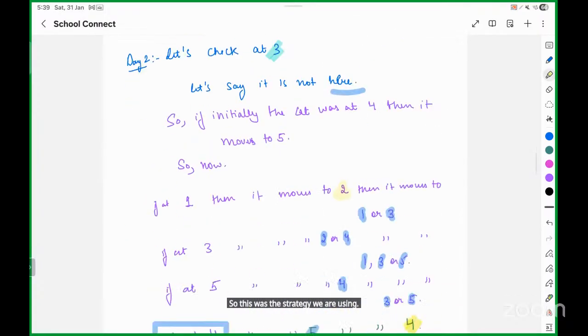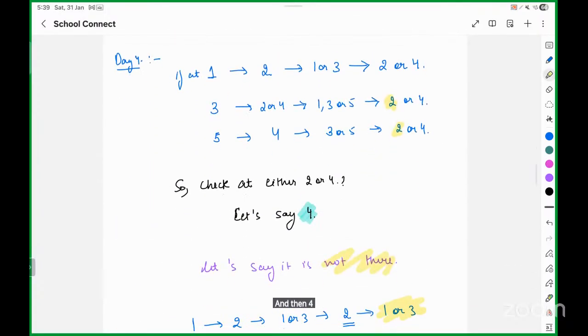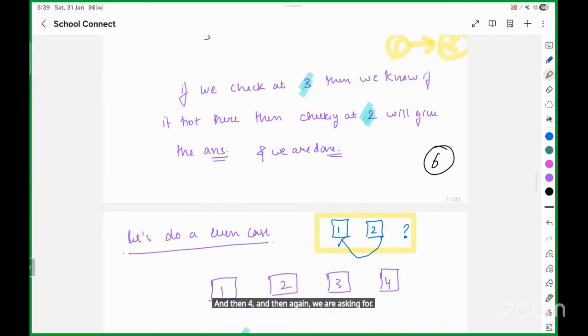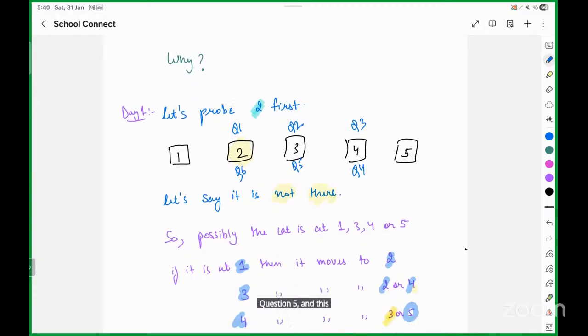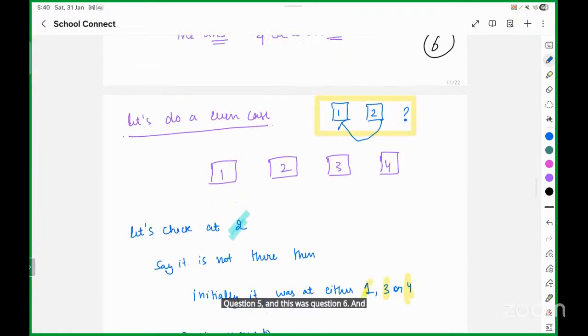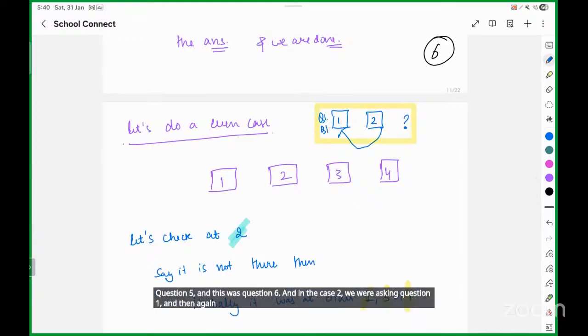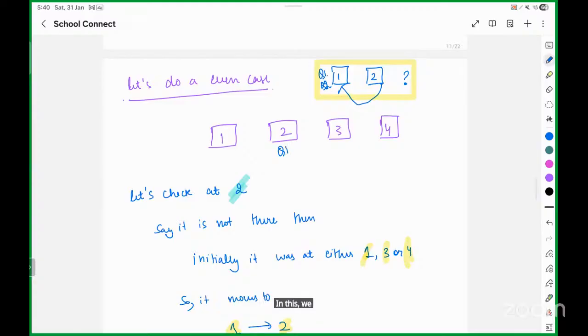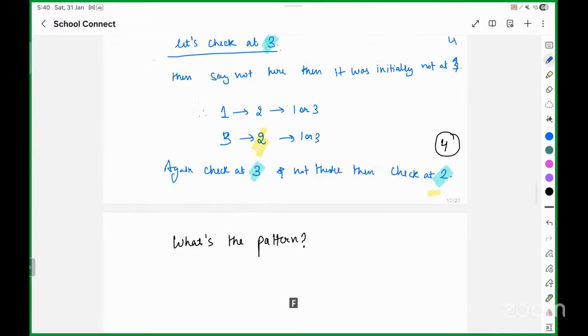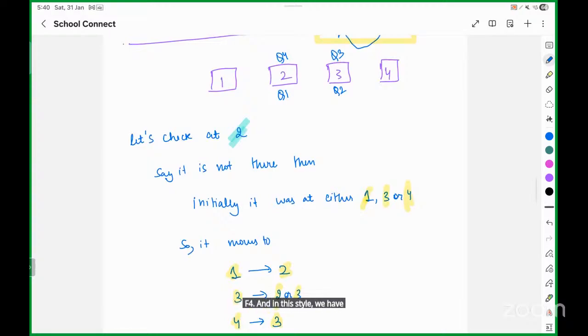We first asked 2, then 3, and then 4, and then again we are asking 4, 3, and 2. So these are the questions we asked. This was question 1, then question 2, whether the cat is at 3. This was question number 3, then question number 4, again 4, question 5, and this was question 6. And in the case of 2 boxes, we were asking question 1 and then again question 1. In this case, we have asked question number 1 to 2, and then 3, and then again 3, and then again 4. In this style, we have always cornered the cat.